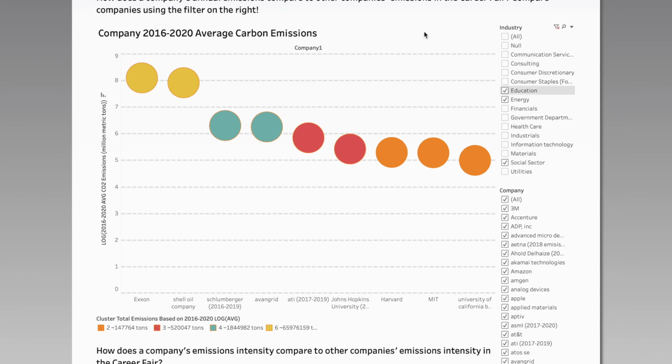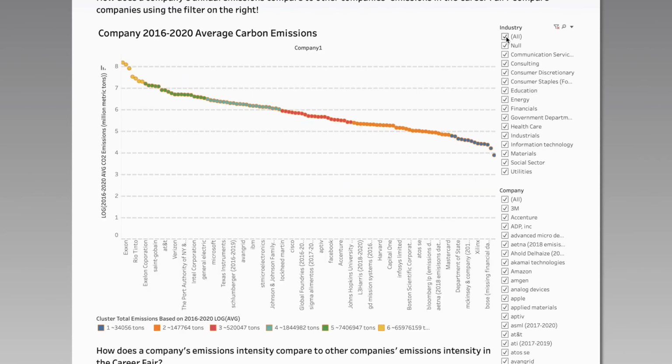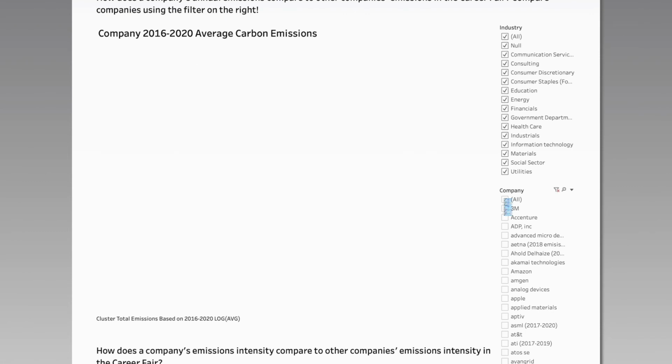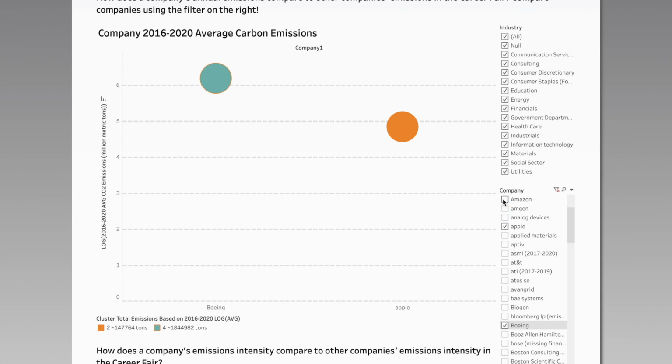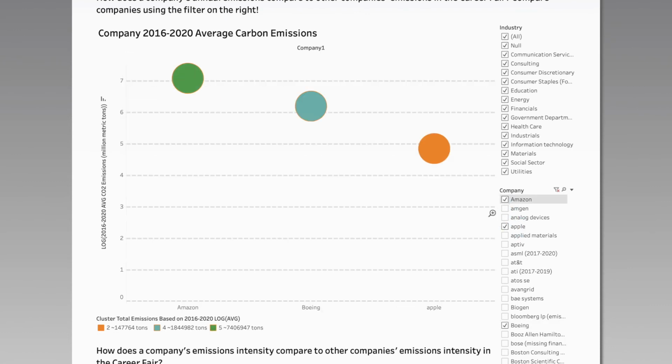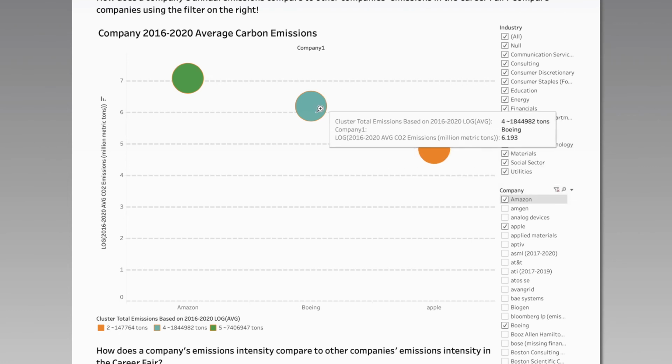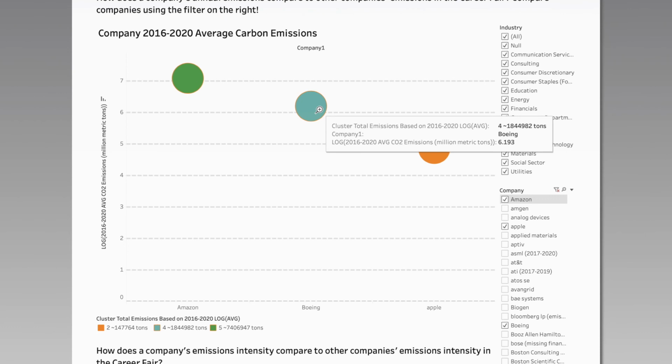And while you can filter by industry, if you want to look at specific companies, you can do the same thing we did before: unclick all, and then click the specific companies you want to look at. So perhaps you want to look at Apple compared to Boeing, compared to Amazon. And every time you add a company, it adds on to the figure. And then you can compare them to each other. And you can also look at the average carbon emissions of that company from 2016 to 2020. And then you can look at the other company and see how much it differs.